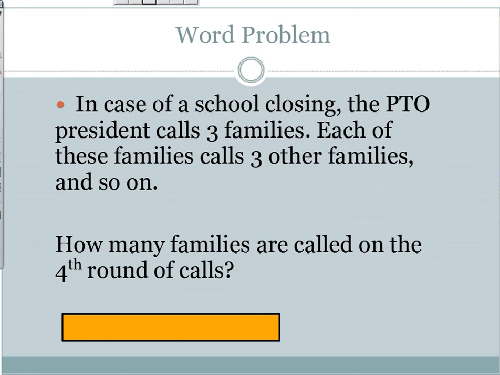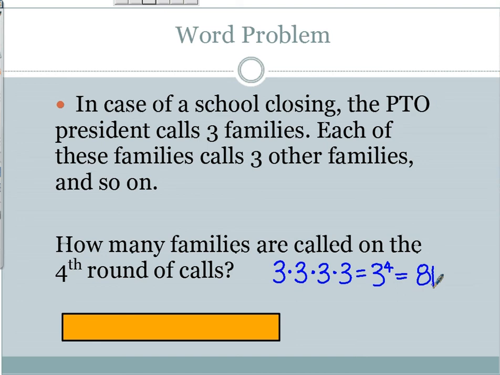Last thing, just a quick word problem. In case of a school closing, the PTO president calls 3 families. Each of these families calls 3 other families, and so on. How many families are called on the fourth round of calls? So we could do this with the tree diagram, but we could also just do it with multiplication, right? So each of the first 3 families, right, calls another 3 families, and then everybody calls another 3 families and another 3 families. So that would be 3 to the 4th power, and then we can go ahead and multiply all that out. That was 9 times 9, which is 81.